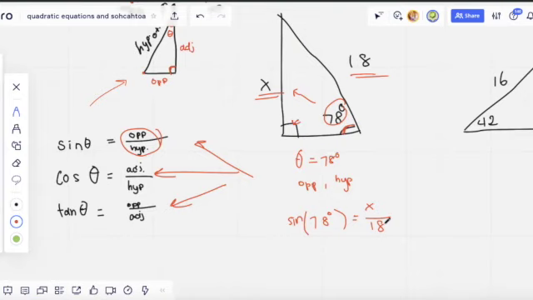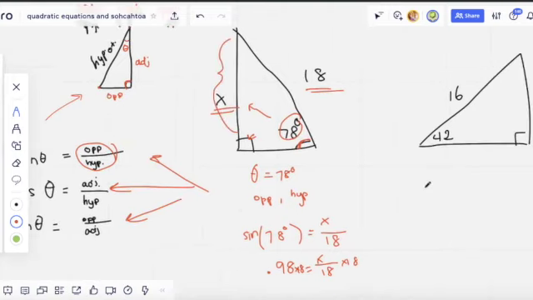Okay, so I have sine and I have 78. That gives me 0.978, so I'm going to round it to 0.98 equals x over 18. We're going to multiply 18 on each side, and we're going to get x equals 0.98 times 18, which gives us 17.606, so 61. So we know this side length is 17.61, whatever the units are.